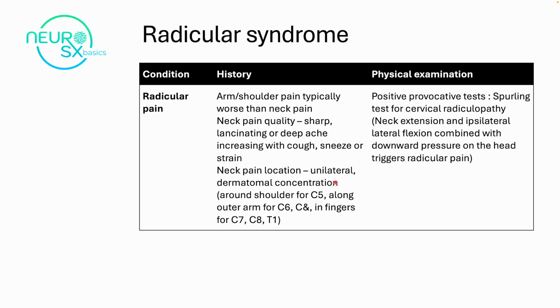And the pain will be unilateral and situated around a particular dermatome. For example, for C5 it will be around the shoulder, it'll be around the arm for C6 and C7, and around the fingers for C7, C8, and T1.